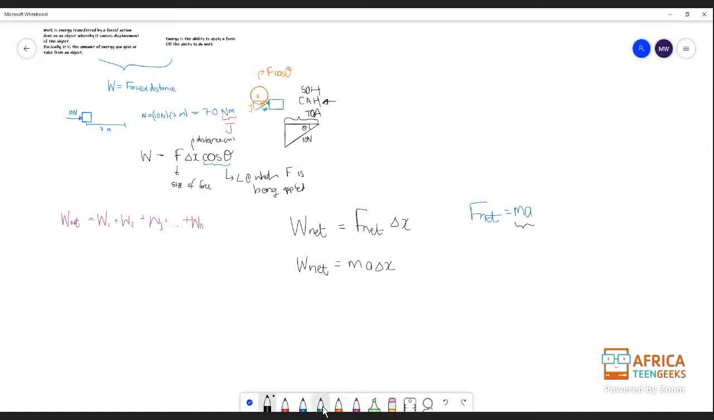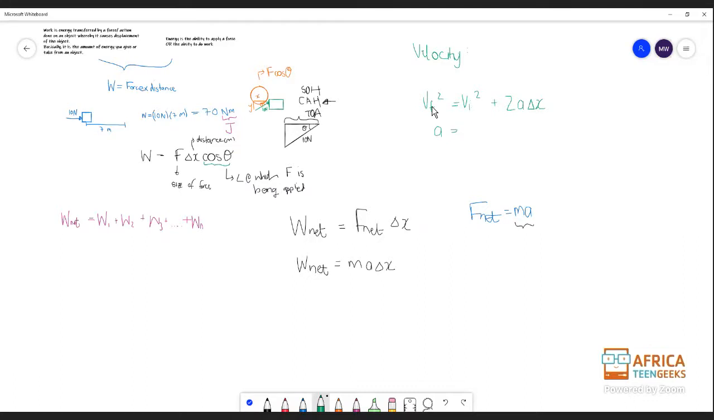But using our grade 10 formulas for velocity, we can write acceleration in terms of velocity. So if we use the formula, final velocity squared is equal to initial velocity squared plus 2 times the acceleration times the change in distance. We can now go and rearrange this formula so that A is what we find.